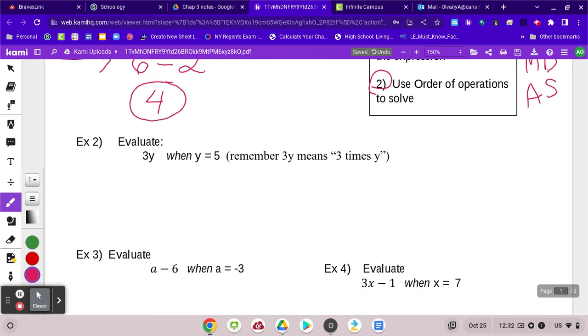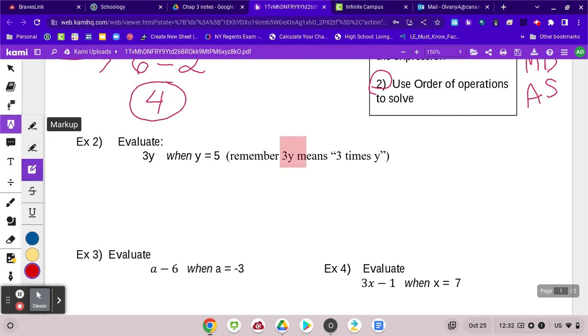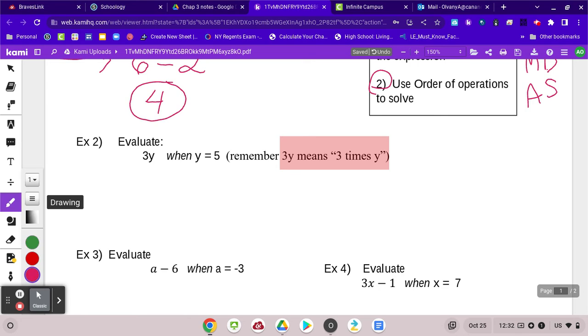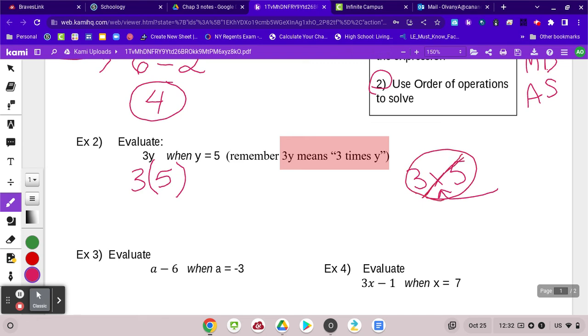Okay, let's move on. Evaluate, get an answer to 3y when y is 5. It's really important to remember that 3y means 3 times y. Don't just stick the 5 in there and call it 35. This means 3 times 5. We are going to use parentheses to show multiplication because if you write 3 times 5, this now looks like the variable x. And while this has a place in life, when you're doing algebra, it doesn't fit well because that x is a variable.